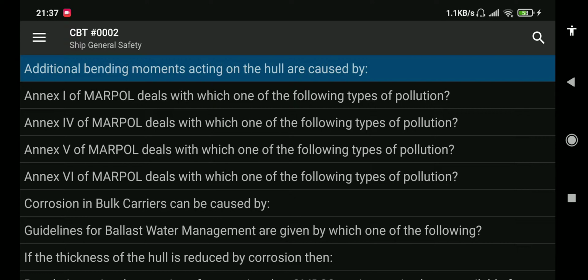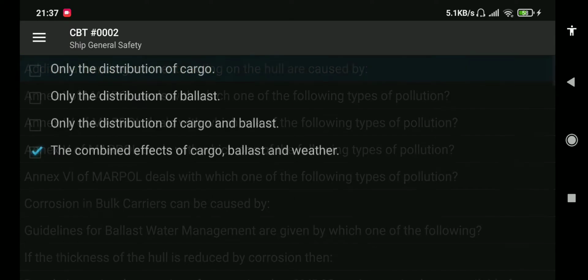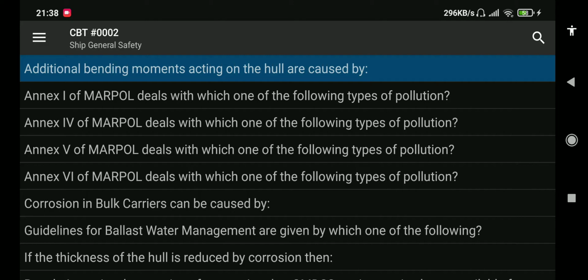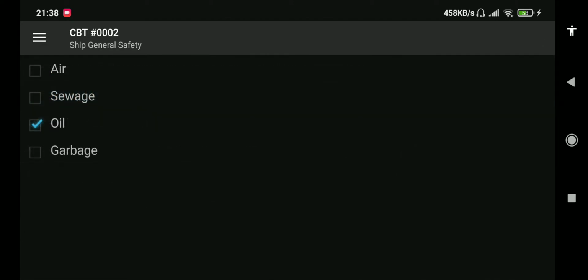Number one question is all about additional bending moments acting on the hull. They are caused by the combined effects of cargo, ballast, and weather. So, that's the answer. Number 2, Annex 1 of MARPOL deals with which of the following types of pollution? So it is oil pollution.